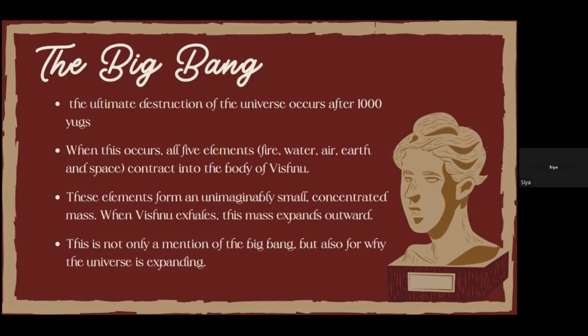And then, for another period of 1,000 Mahayugs, it is completely silent. There is no movement, no space, no energy, nothing. And then Brahma wakes up again, and Vishnu exhales all of the mass and everything inside him, and it starts to expand. So, however poetically they might have described it, this is basically an exact description of the Big Bang, which is that everything was once concentrated into one singular mass.